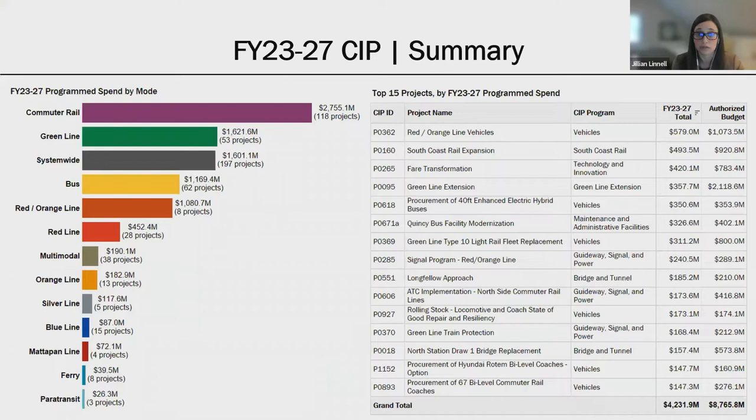This slide shows overall investment by mode, and on the right-hand side are the top 15 projects as defined by fiscal year 23 to 27 projected spend. Many of these are well-known underway investments and include South Coast Rail, Green Line Extension, Air Transformation, a number of notable vehicle procurements such as the Red Line Orange Line vehicles, Green Line Type 10 vehicles, hybrid buses, and bi-level coaches. Also included is the Quincy Bus Facility Modernization Project, the Longfellow Approach, the Safety Critical Green Line Train Protection Project, ATC implementation, and North Station Draw 1 bridge replacement.